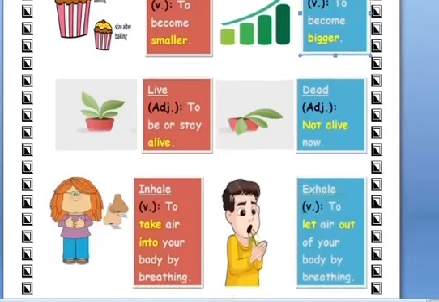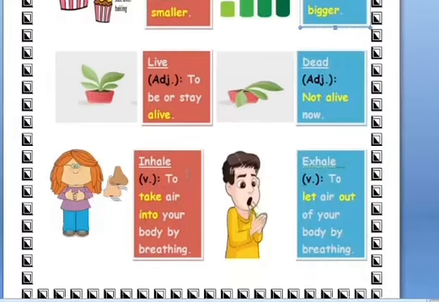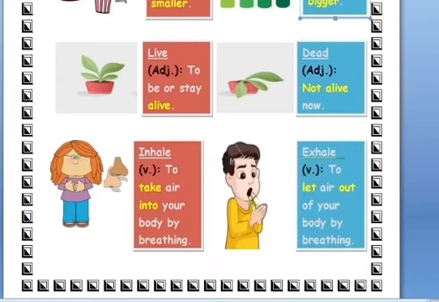Now the last words are inhale and exhale. Inhale is a verb, means to take air into your body by breathing through your nose. You take air into your body. And exhale is the antonym of the word inhale. It's another verb which means to let air out of your body by breathing. So let air out by breathing. And here you use your mouth, not your nose.